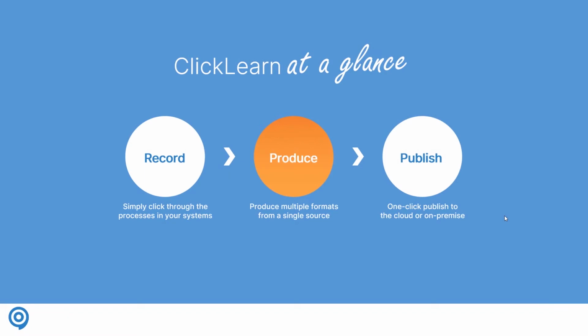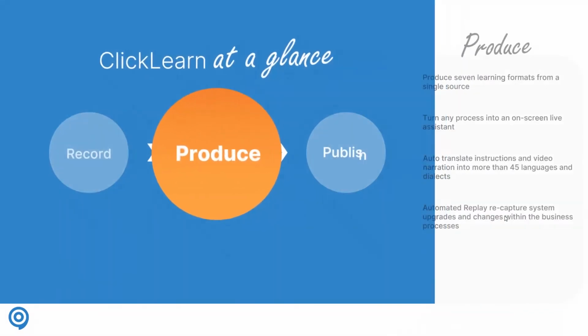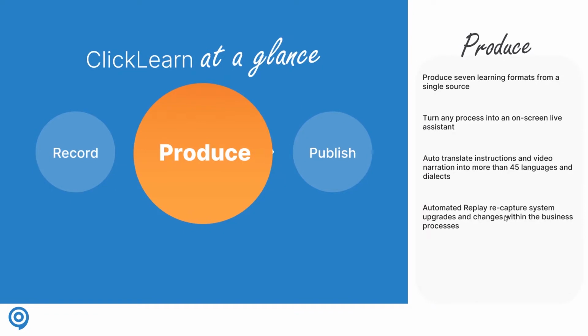When it comes to the produce part, ClickLearn produces learning instructions in multiple formats. We deliver 7 different learning formats from a single source file. We produce learning materials in Word, PowerPoint, PDF, HTML pages, and 3 different types of videos that you can either show or interact with live.